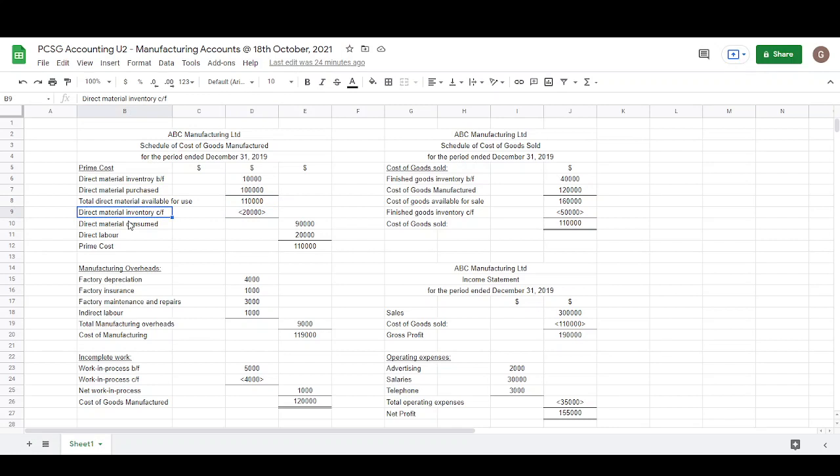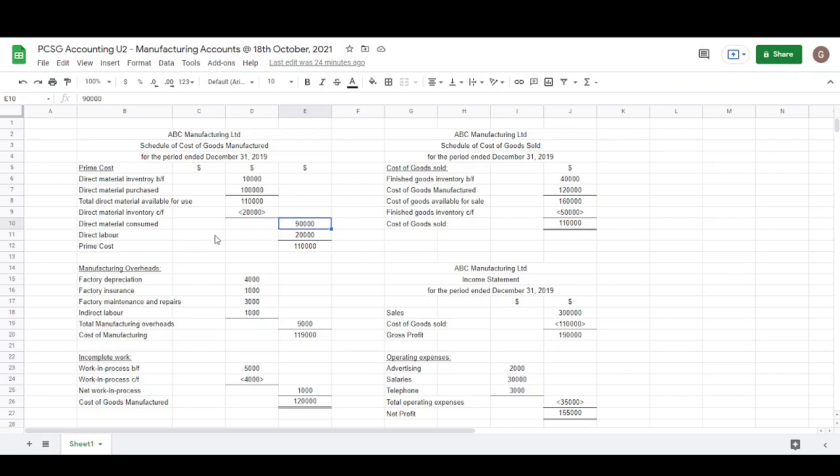Now we need to deduct what we didn't use this period, which is our direct material inventory carried forward, and it had a value of 20,000, so I deduct it. To show subtraction, I use angle brackets, the more than less than sign. You can either use this or write the word less before it. It really doesn't matter, it all means the same thing: deducting one thing from the other. When I deduct that, it gives me my direct material consumed, which is 90,000. So now we have our direct material as one piece of the puzzle.